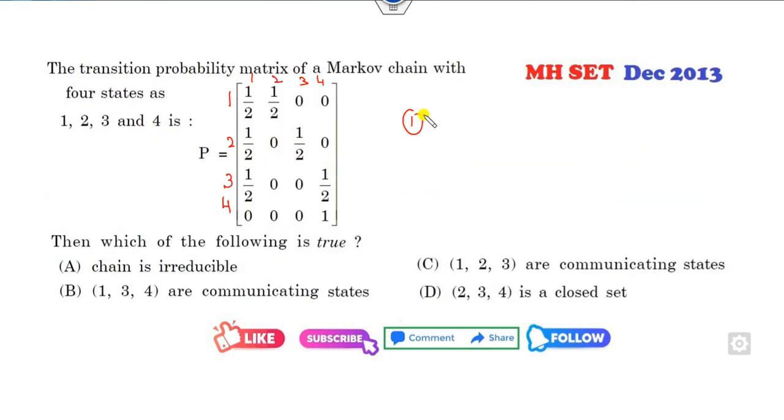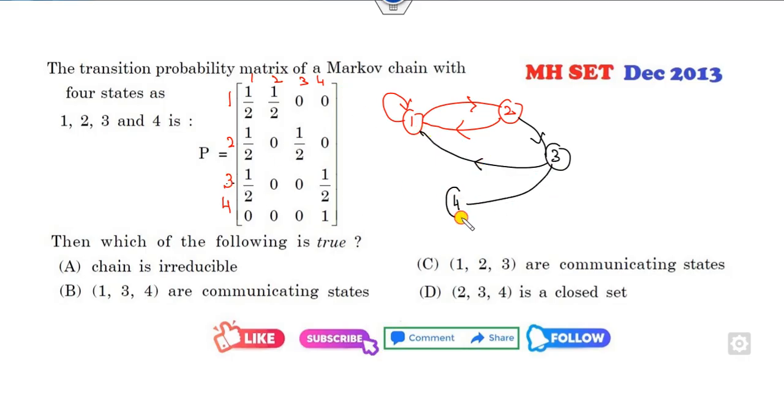So 1 to 1, 1 to 2, 1 to 3, there is no. 2 to 1, that's possible. 2 to 3, possible. Fine. 3 to 1, possible. 3 to 4, possible. 4 to 4 only. Fine. Now, the chain is irreducible.